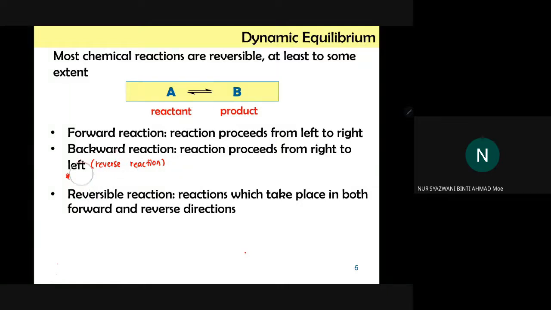Okay, so kalau reverse reaction ni dia daripada produk jadi reactant. Okay, so from product jadi reactant, anak panah yang bawah itu. Okay, so dalam tindak balas ini kita panggil sebagai tindak balas yang reversible. So reversible reaction, reaction which takes place in both forward and reverse direction. So kita tengok anak panah dia ada dua macam ni. Satu ke depan dan satu ke belakang. Okay, so kalau kita nak tengok contoh, kita ada contoh.